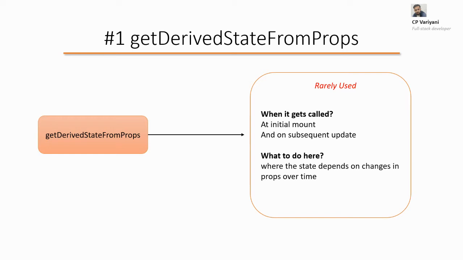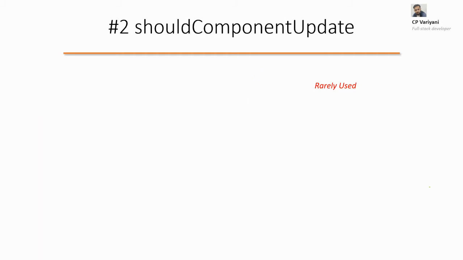The first one is getDerivedStateFromProps. This method will be called at two times. Once when a component is loaded, at initial mount. So whenever your component is getting loaded, this method will be called. And second, whenever any update is happening to your component, again this method will be called. But I won't suggest this method because it is rarely used, and we don't find any real-time or practical use case of getDerivedStateFromProps, and you will really rarely use this method. So we can skip this one.